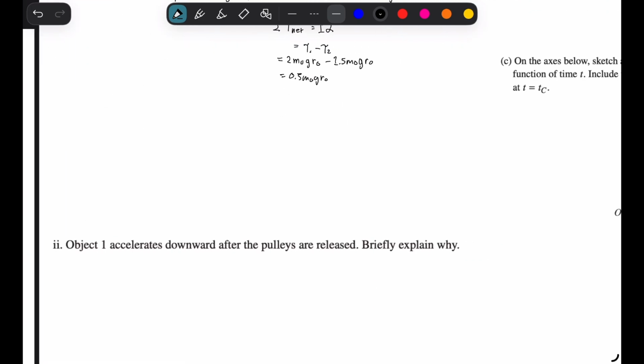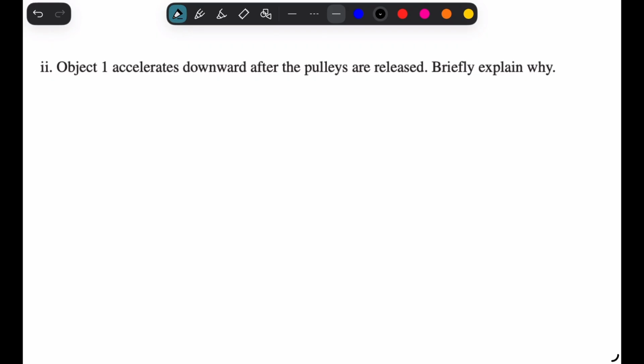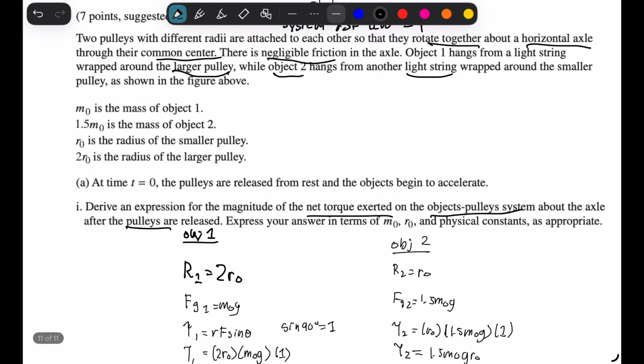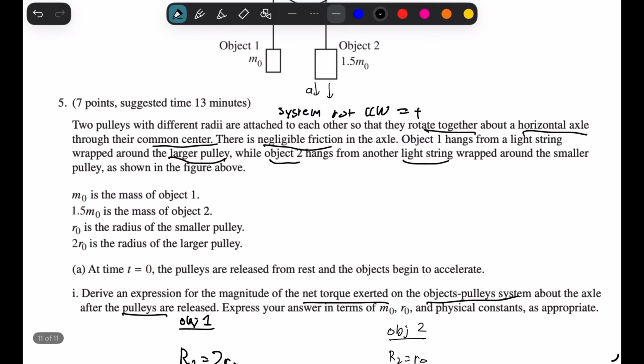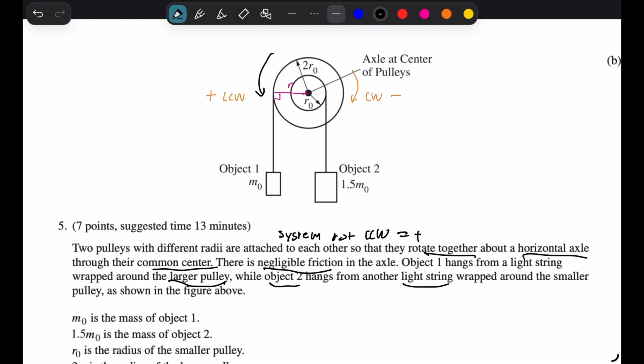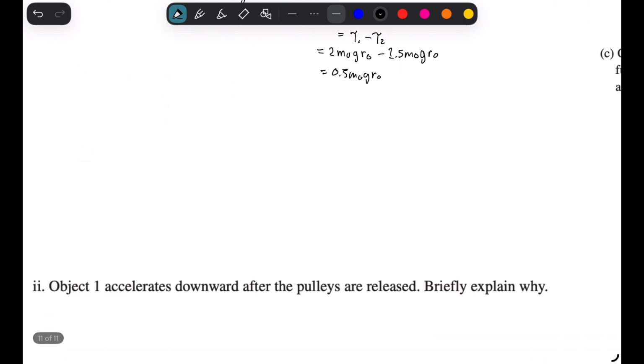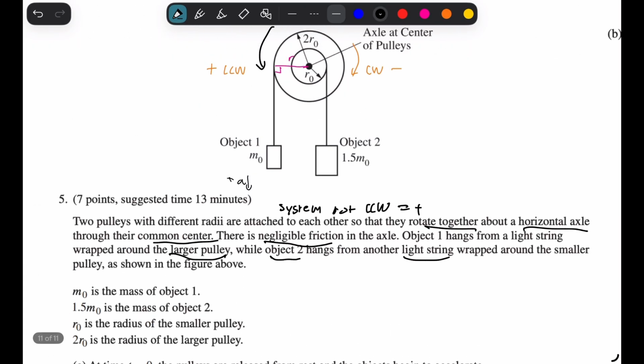Now, for our next question, we're asked, object 1 accelerates downward after the pulleys are released. Okay, never mind. This one goes down. That's because we define our axes so that this is the positive direction, and then this one is in the upward direction, I believe.